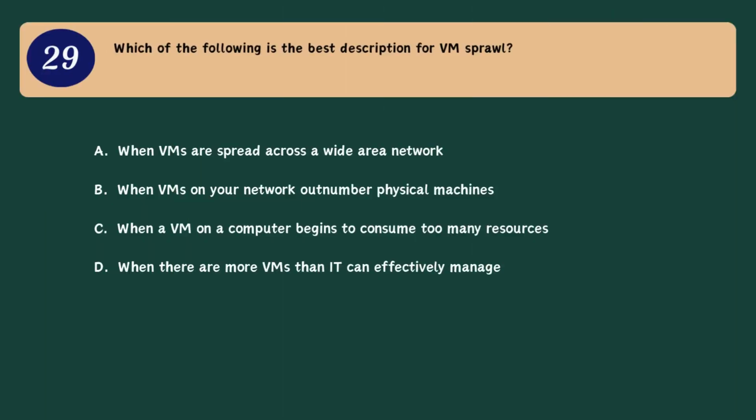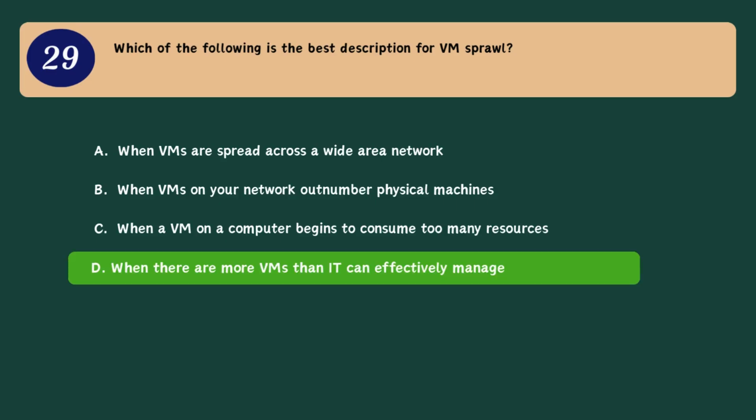Question 29. Which of the following is the best description for VM sprawl? A. When VMs are spread across a wide area network. B. When VMs on your network outnumber physical machines. C. When a VM on a computer begins to consume too many resources. D. When there are more VMs than IT can effectively manage. Correct answer. D. When there are more VMs than IT can effectively manage.